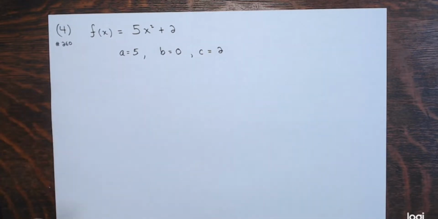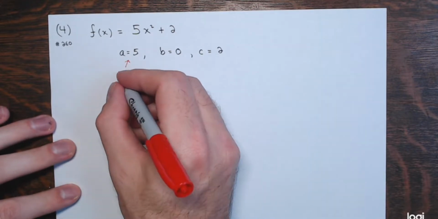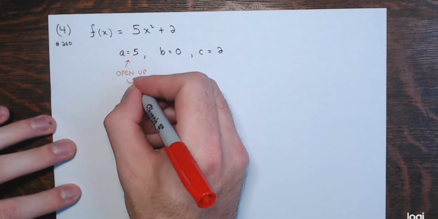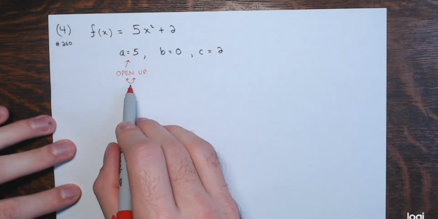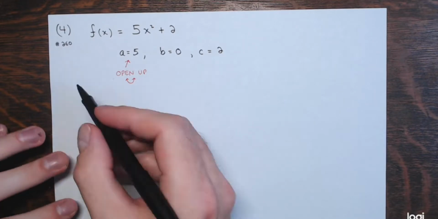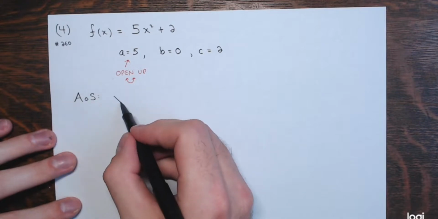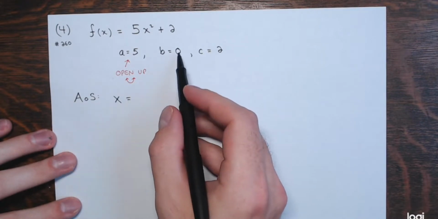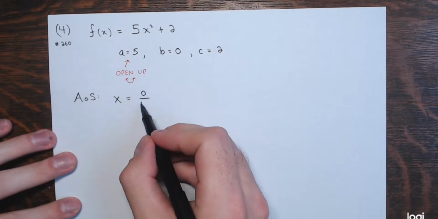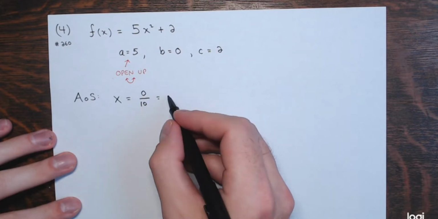So first thing I'm noticing, the lead coefficient is positive. So this should be a parabola opening up. The vertex will be the lowest point. So let's find the axis of symmetry next. x equals the opposite of b. Well, the opposite of 0 is still 0, divided by 2 times a, which is 10. And 0 divided by any non-zero number is 0.